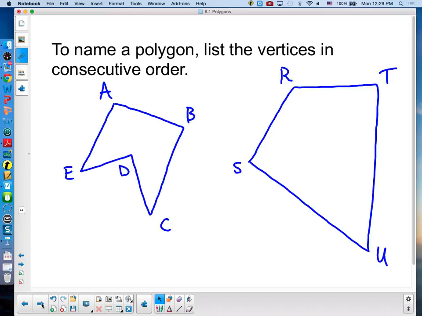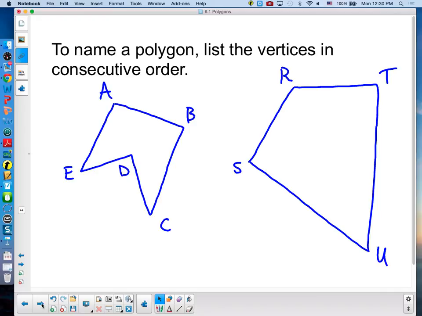Not a polygon. Now when we name a polygon, we're going to list the vertices in consecutive order. What's consecutive? The way it goes around might not be alphabetical. It might not be like the alphabet, but just as you go around it. So if I start at D, this would be polygon D, let's go this way, C, B, A, E. You don't repeat the D, but knowing it's a polygon, you'd have to close it up.